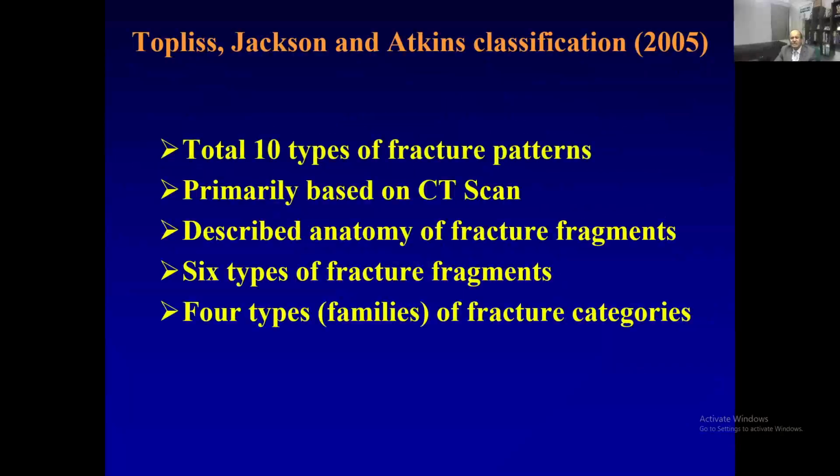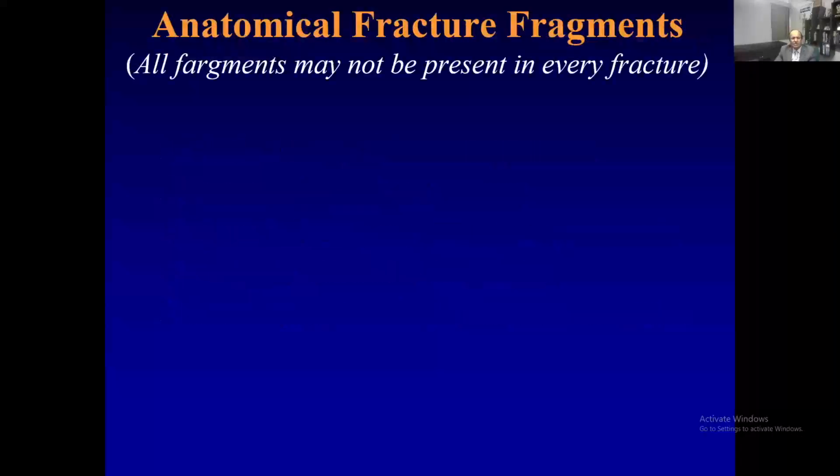Now, this is the latest classification system. Topliss and his colleagues described 10 types of fracture patterns, and that was a classification based on CT scan findings. They described the anatomy of fracture fragments. There are 6 types of fracture fragments described by them, and then there are 4 different families of fracture categories. Again, I'm not going to go into the details, I will just quickly run through these slides.